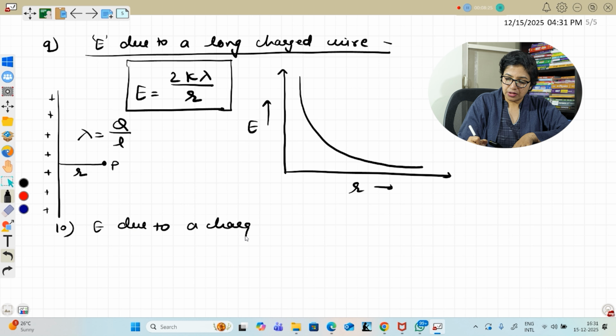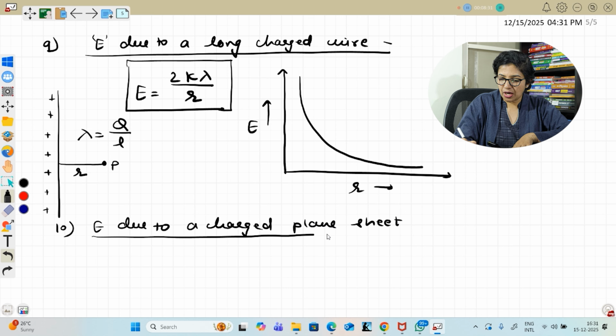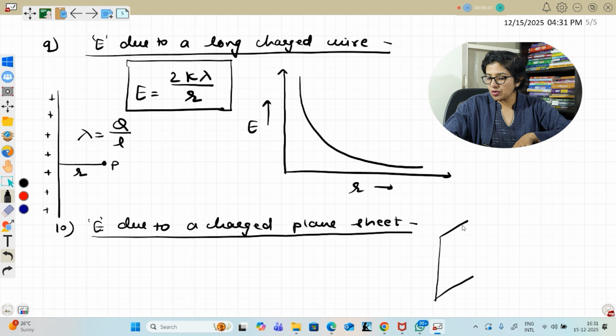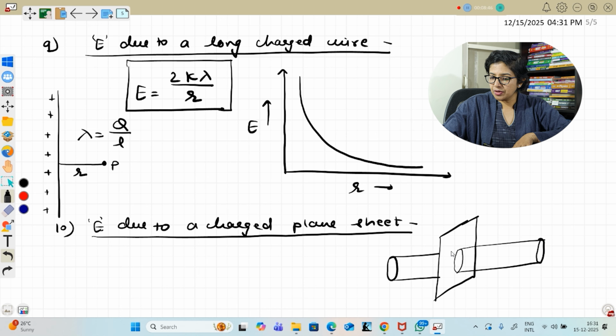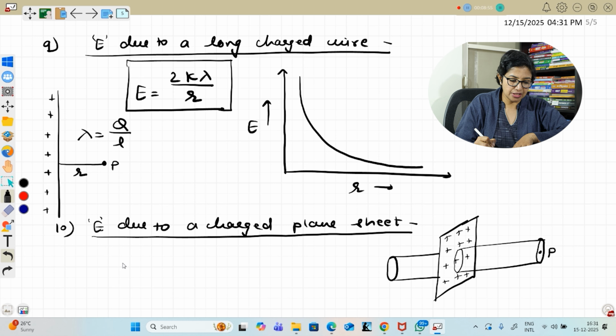The next formula is E due to a charged plane sheet, a uniformly charged sheet. The Gaussian surface was cylindrical in this case. This was the diagram we were making when we were deriving the relation. At this point P, I want to find the electric field intensity. E is equal to sigma by 2 epsilon naught. It is independent of the distance from the charged sheet. Sigma here is the surface charge density, which is Q by A.